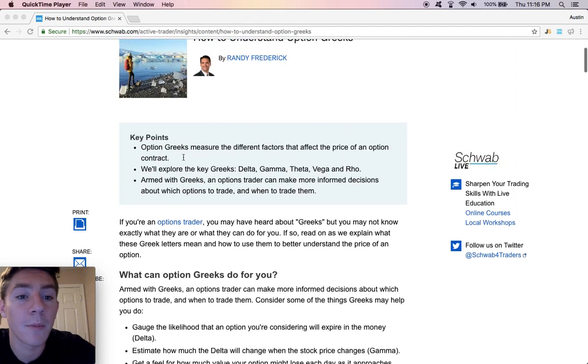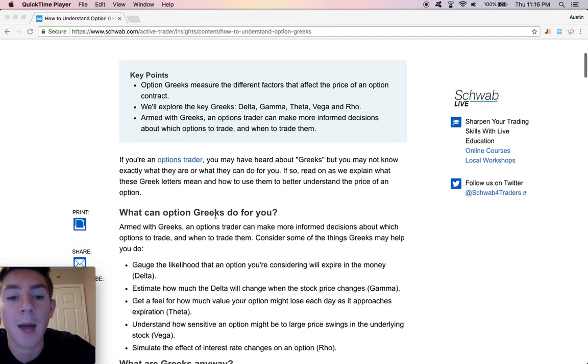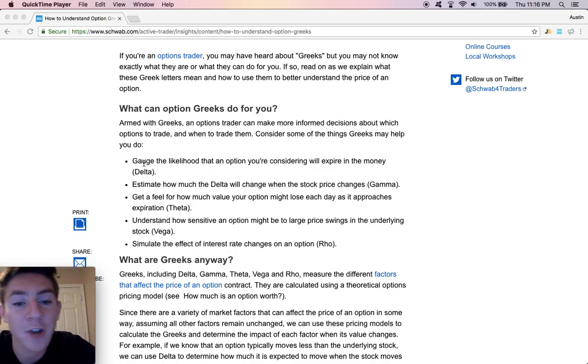So, on this Schwab page, how to understand option Greeks, it said to gauge the likelihood that an option you're considering will expire in the money: Delta. Delta, D, direction, okay? Which direction is this option going? If it's going up, the direction is up, most likely the percentage of your contract being in the money will be an increased delta, right?